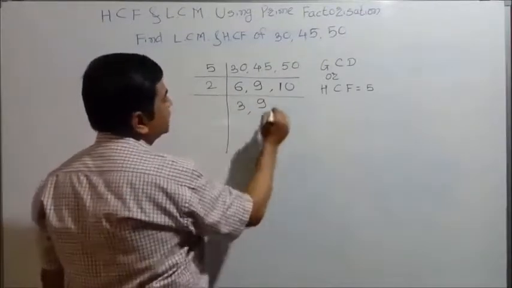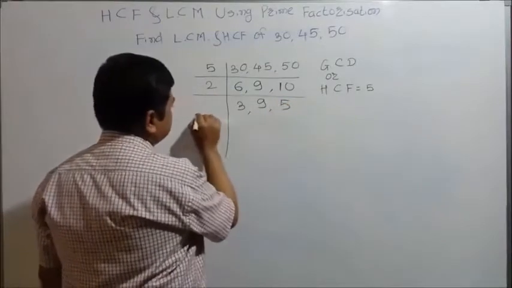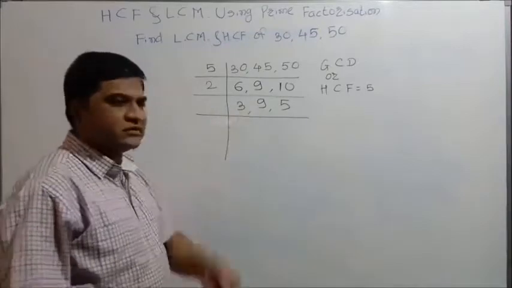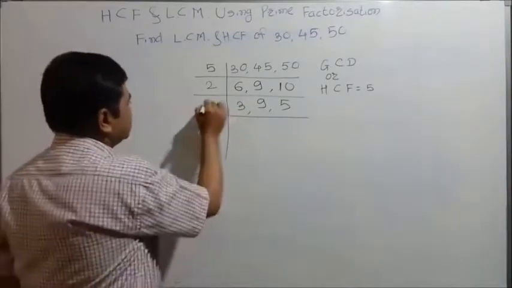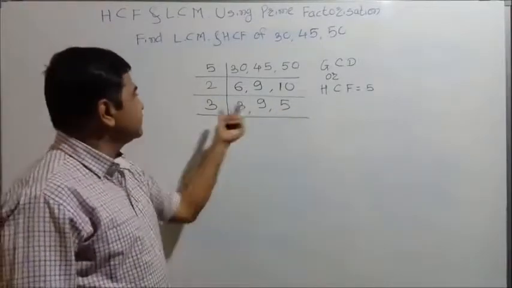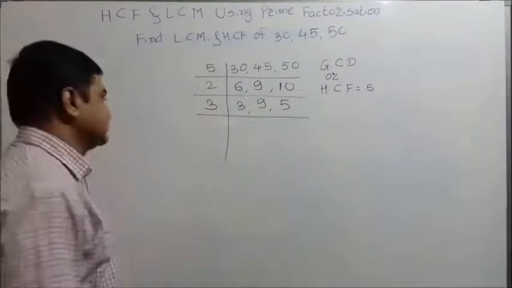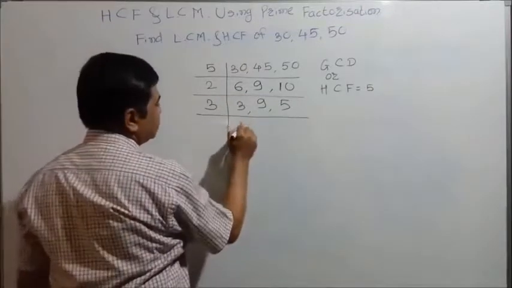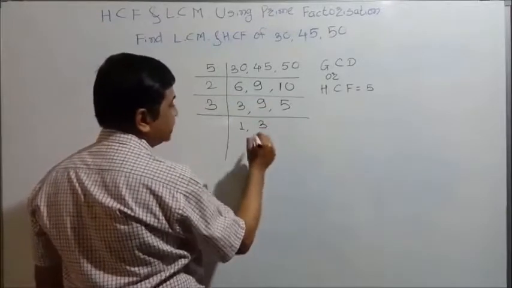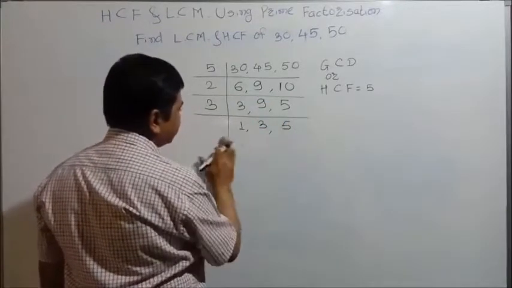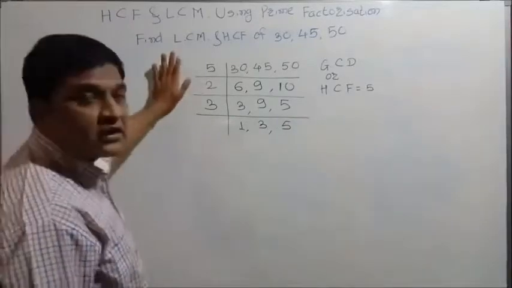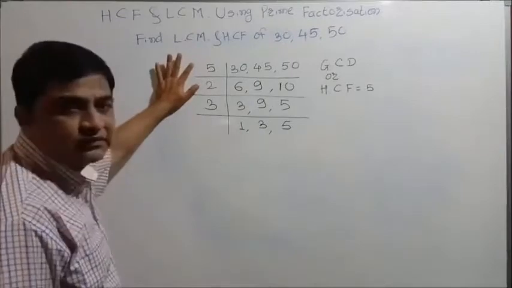Because we have two numbers, 6 and 9, that can be divided by 3, and we have 6 and 10 that can be divided by 2. So first of all, we will go for the smallest possible prime number, that is 2. What are the quotients? When 6 is divided by 2, I get a quotient of 3. I cannot divide 9 by 2, so we carry 9 as it is for the next dividend. And 10, when divided by 2, gives 5 as a quotient.